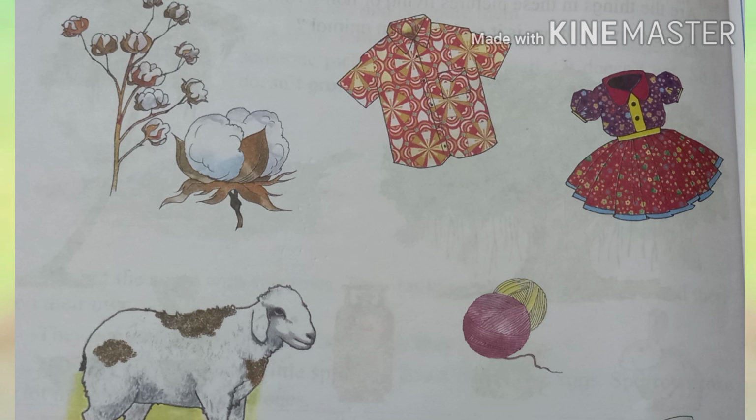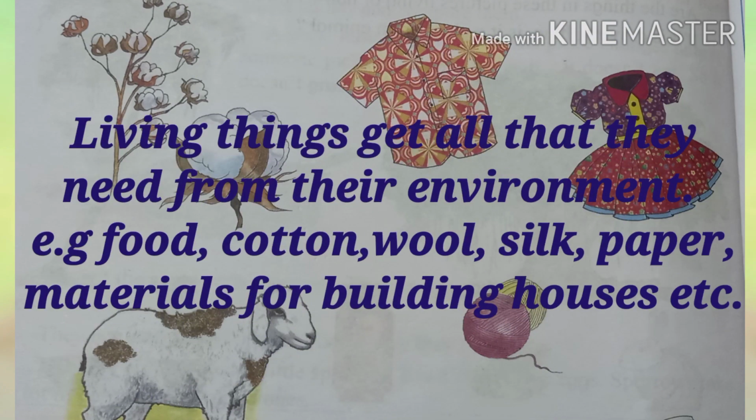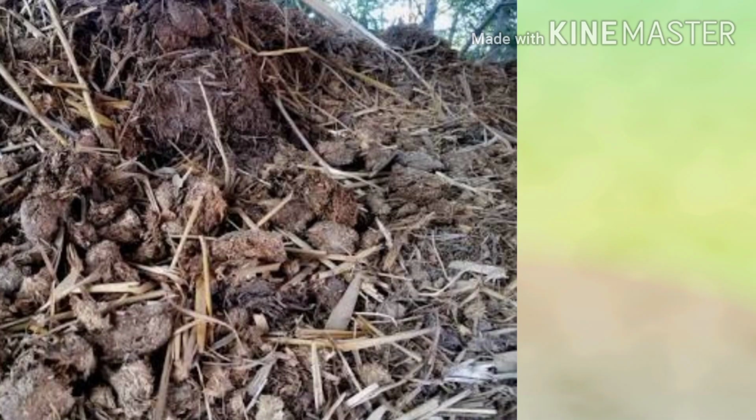Living things get all that they need from their environment. Human beings use so many things from the environment. We get cotton, wool, and silk from our environment, and we are able to weave cloth from them. We make many things like mats, baskets, paper from the material in our environment. We build our houses using clay and stone and wood. This material too we get from our environment.